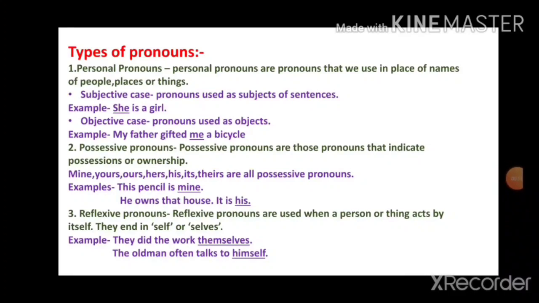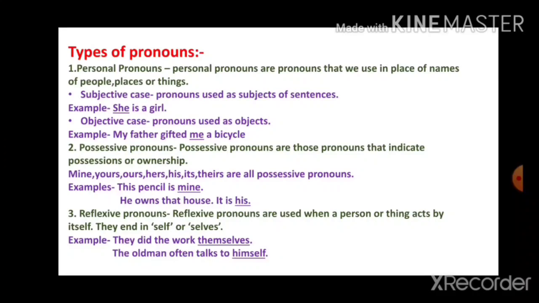It is also important to know the pronouns of 3 persons. First person pronouns are I, we, me, us, mine, ours. These are called pronouns of first person. The pronouns of second person are you and yours. And pronouns of third person are he, she, him, her, they, them, their, it. I hope these are clear to you.